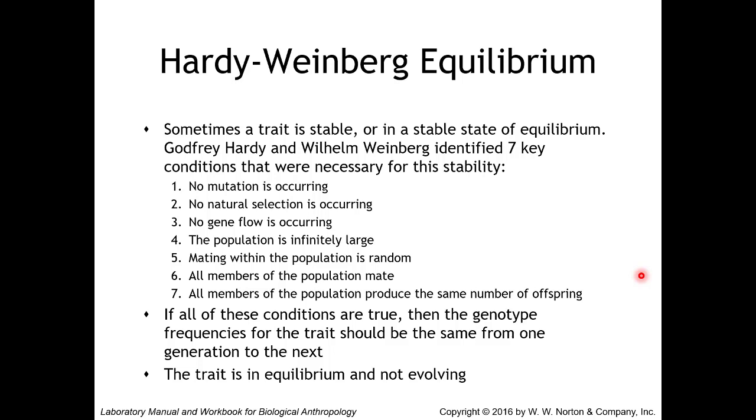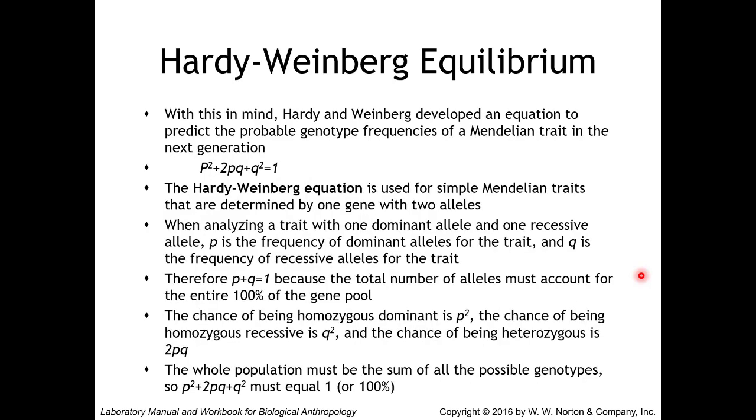So if all 7 of these conditions are true, then the genotype frequencies for the trait should be the same from one generation to the next. So the trait is in equilibrium. It is not evolving. With this in mind, Hardy and Weinberg developed an equation to predict the probable genotype frequencies of a Mendelian trait in the next generation. So it's p squared plus 2pq plus q squared equals 1.